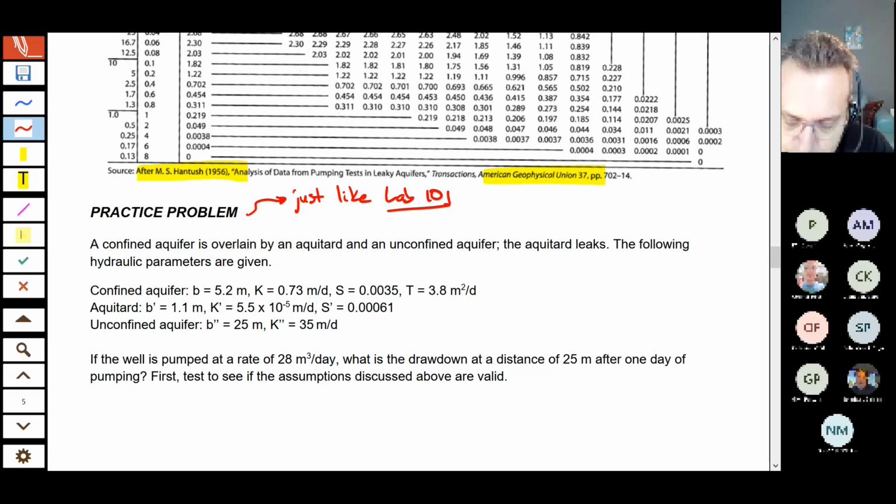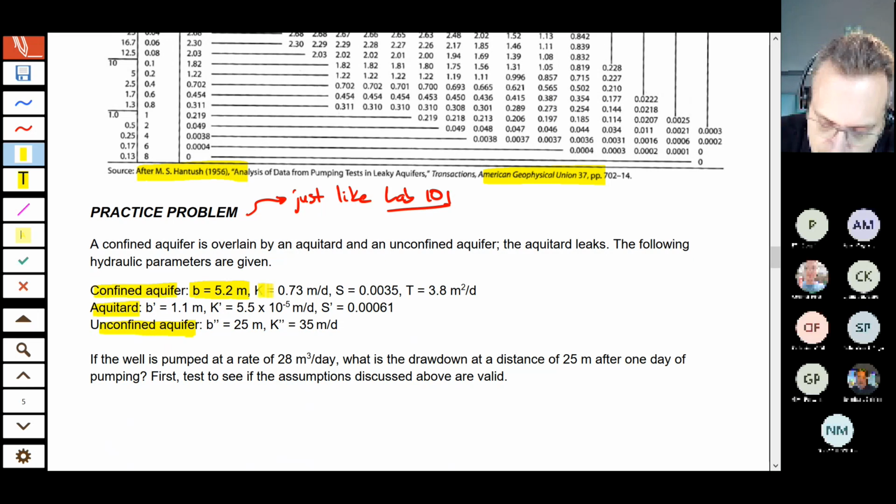Confined aquifer is overlain by an aquitard and an unconfined aquifer. Okay, exactly on page 70 and the previous page to that. The aquitard leaks. The following hydraulic parameters are given. Okay, so we have B. That's the thickness of the confined aquifer, right? And they're all spelled out here, which properties are for which. We are provided a hydraulic conductivity, meters per day. We are given a storativity, and we're given a transmissivity.